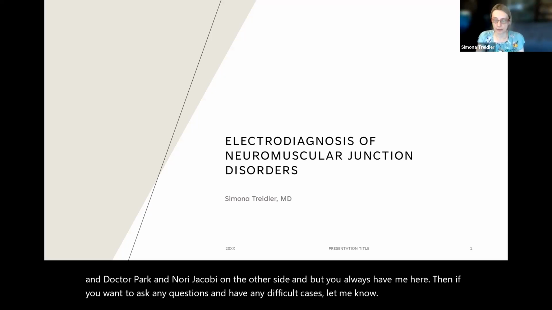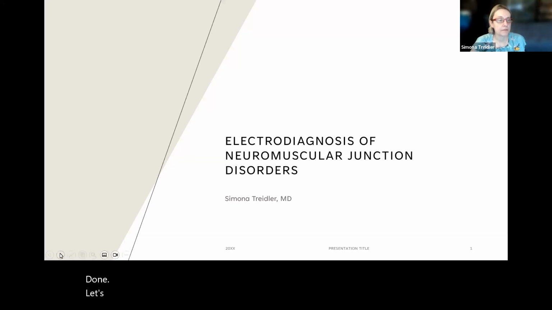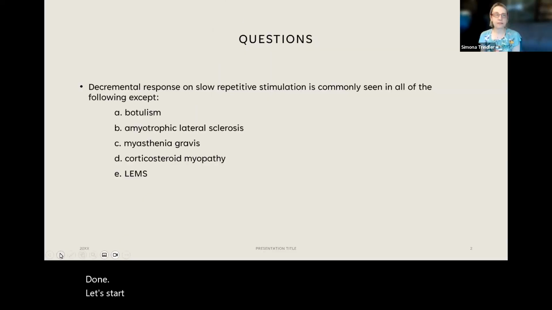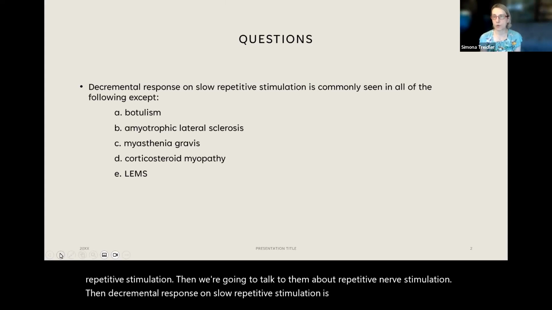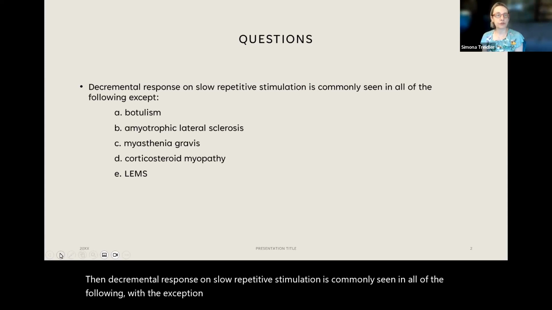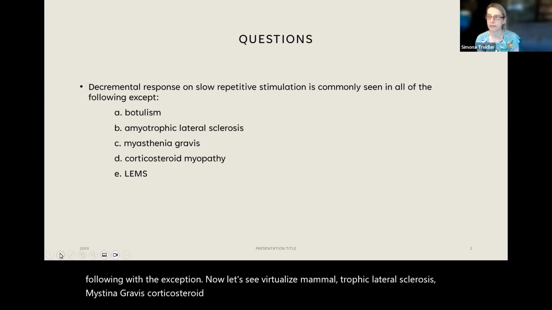Let's start with some questions. Let's say we have a decremental response on slow repetitive stimulation. We're going to talk today about repetitive nerve stimulation. A decremental response on slow repetitive stimulation is commonly seen in all of the following, with the exception. Now let's see: botulism, amyotrophic lateral sclerosis, myasthenia gravis, corticosteroid myopathy, or LEMS. What do you guys think? What should be the exception?